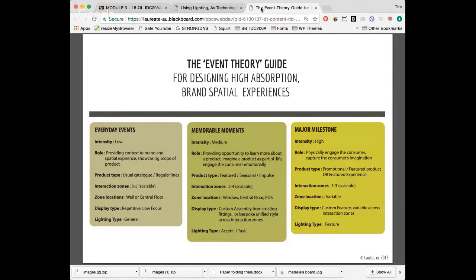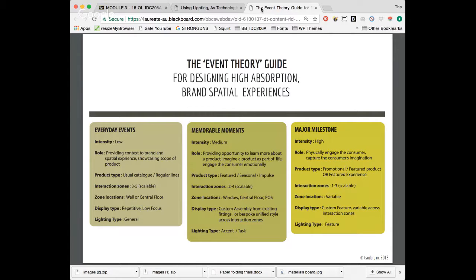So if you are designing an everyday event, you want the intensity of the experience to be low. You want the product type that goes on that display to be of the usual catalog. You want 3 to 5 interaction zones. This is obviously scalable depending on the size of your tenancy, but in a standard tenancy, 3 to 5 interaction zones with the everyday events. These can usually be located on the wall or the central floor. You want the display type to be repetitive and low focus, but still supportive of the brand, and you want the lighting type to be general.